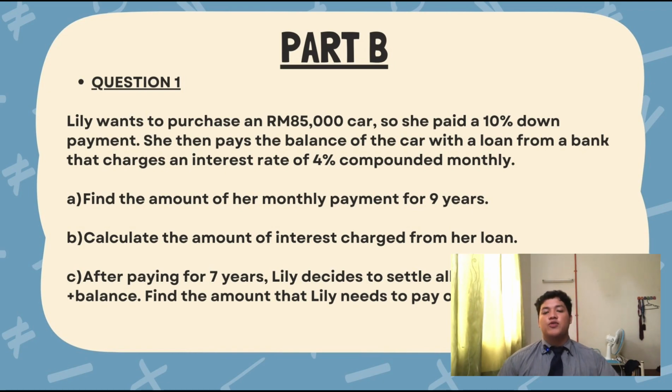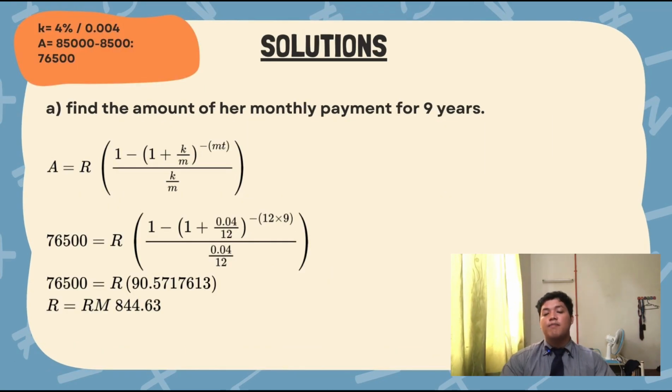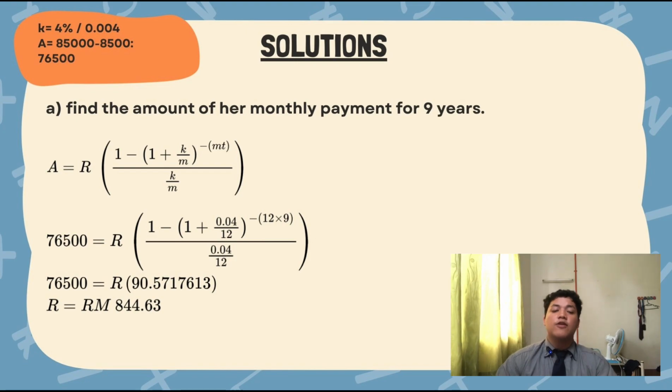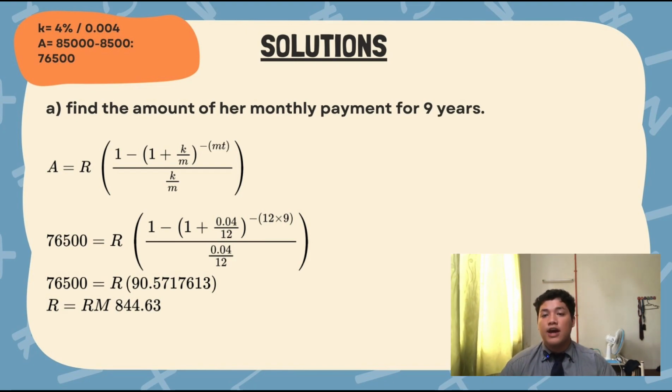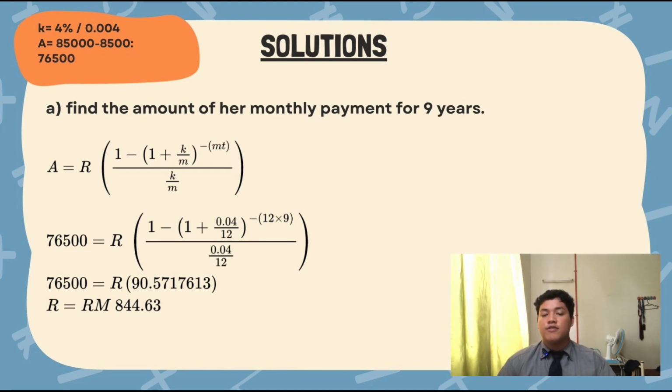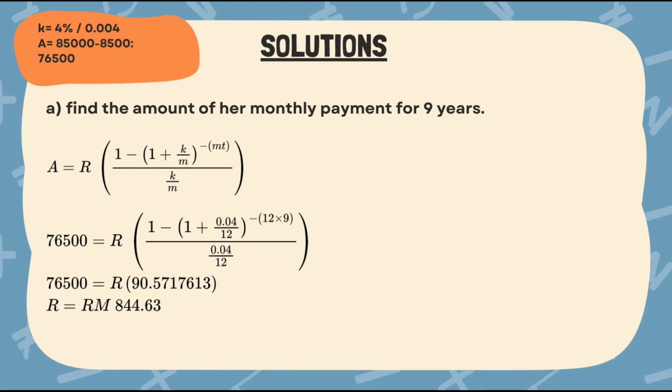Alright, back to my section, which is part B, question 1. I'll be doing A, B, C. For A, it says find the amount of her monthly payment for 9 years. For 9 years, as the context given, K percentage is 4%. After minus the down payment, which will be 76,500, if you calculate with the formula given, you have RM844.62.